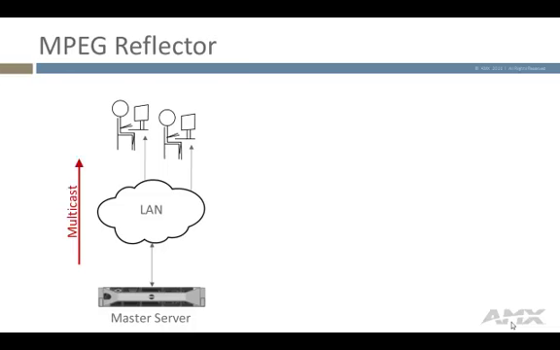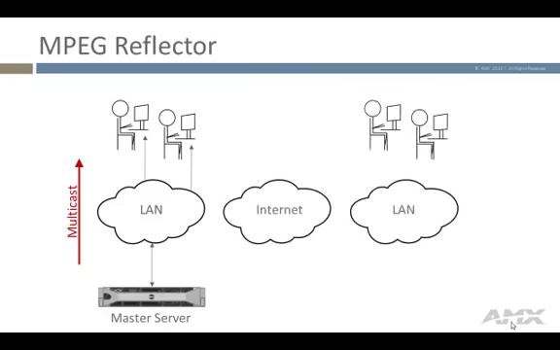That works really well until you start to have users that are either separated by the internet or a WAN that's not multicast enabled, so you can't multicast out to those remote users. So the way that you can address that is you can essentially use a reflector to send a unicast stream out, which can now propagate over the internet to your remote sites. And that's one of the things that you can do with our new MPEG Reflector service.